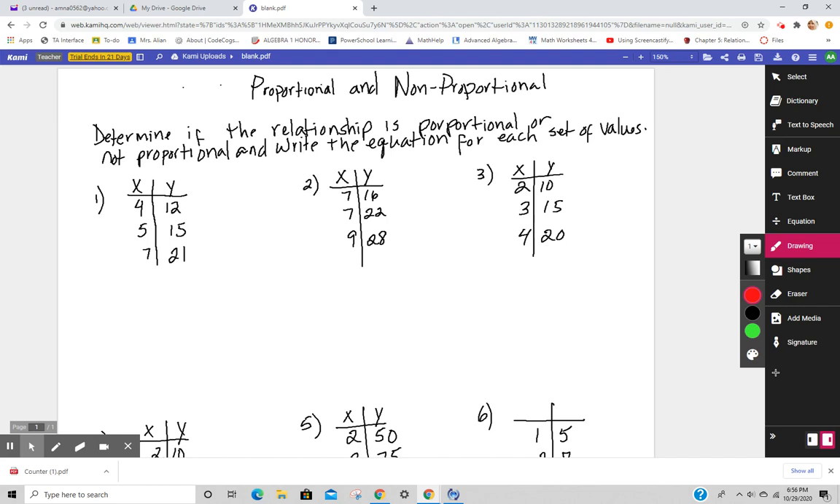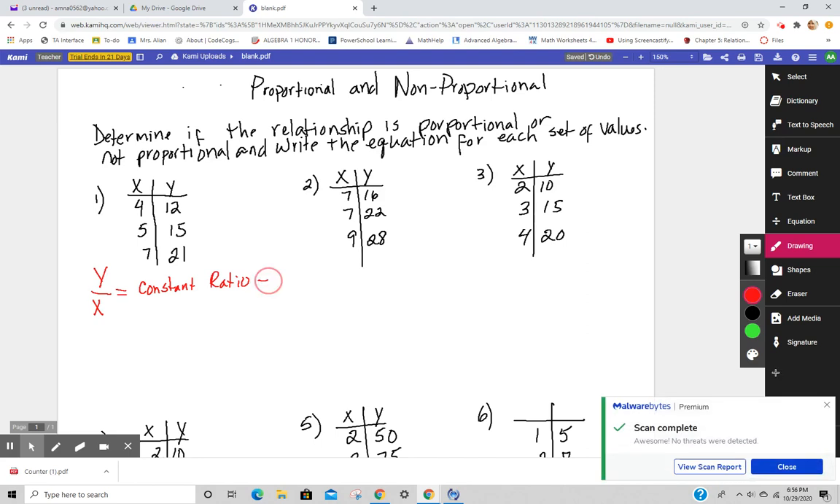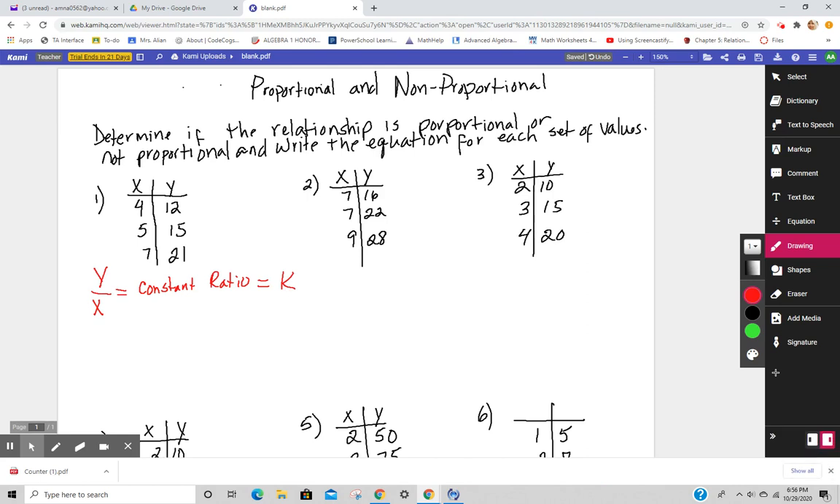If it is proportional, then every time you divide y by x, you would get the same value, which we call the constant ratio. And we use the letter k to represent that. So let's check and see what happens every time we divide y by x in this relationship.